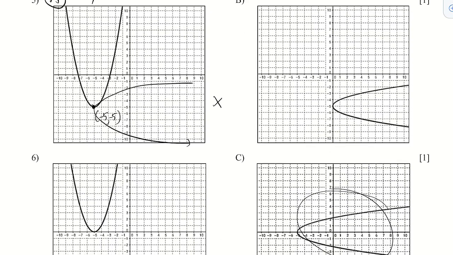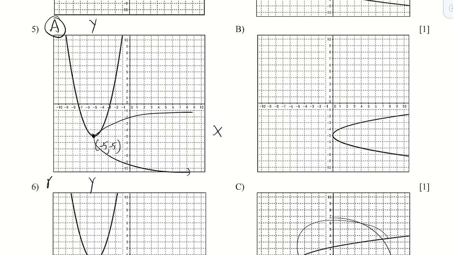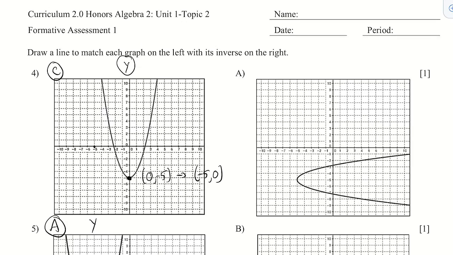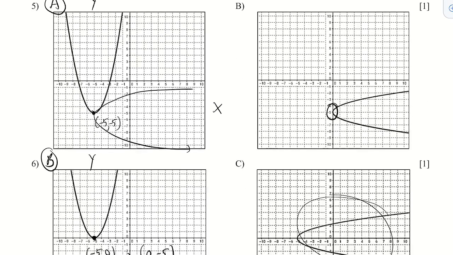And the last one, this is going to be at the point negative 5 comma 0. So that means that the inverse is actually going to be at 0, negative 5. Yet again, it's opening up to the y, so in this case, it's going to be opening up to the x. So 0, negative 5. So that means it would be right here. And that is going to be letter B, right, with that 0, negative 5 value. So the answers are C, A, B.